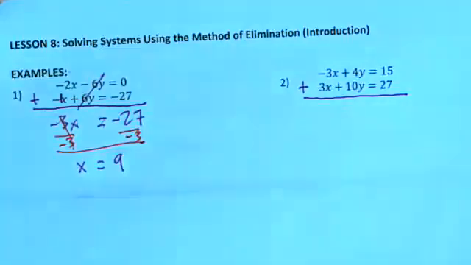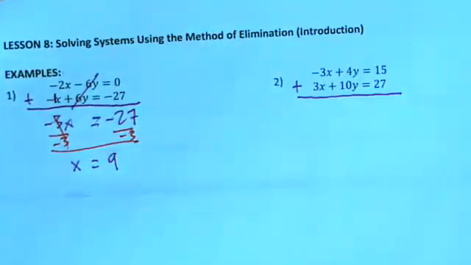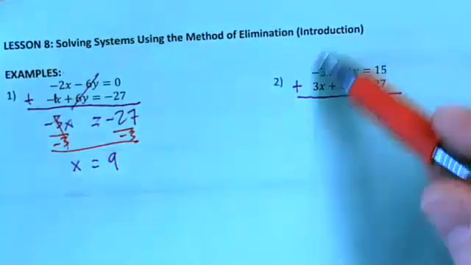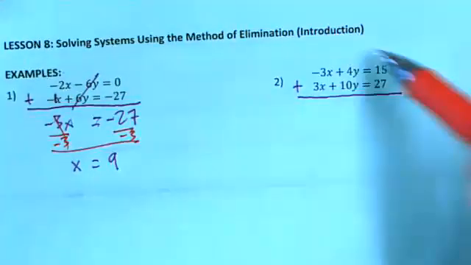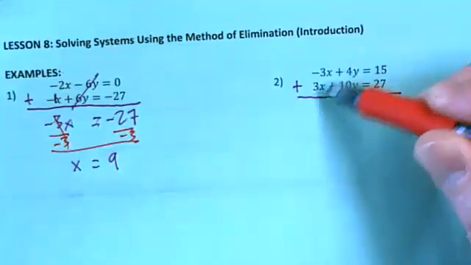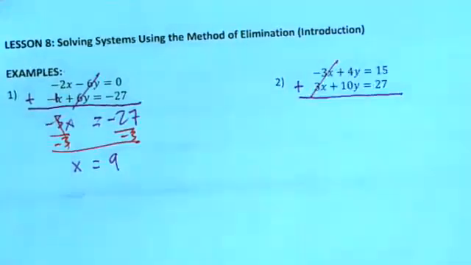Do you see something eliminating? What's eliminating in this system? Are the x's going to eliminate or the y's? The x's, right? Negative 3x and positive 3x. Those cancel when we add them together. They're gone.